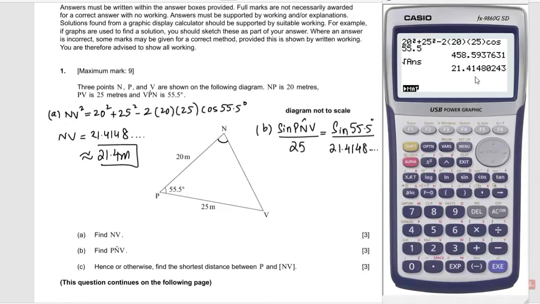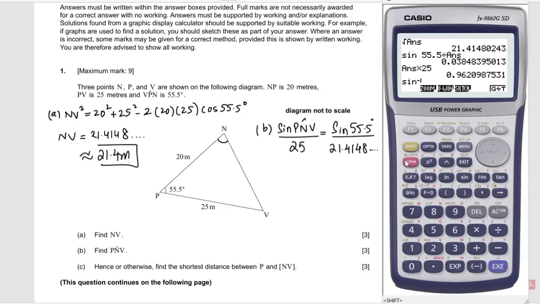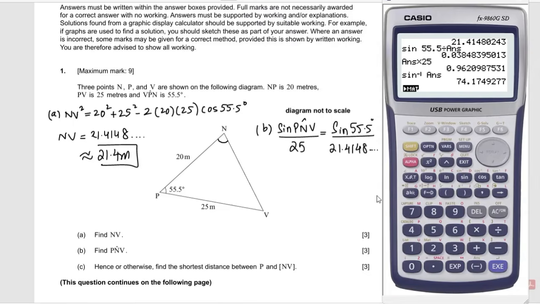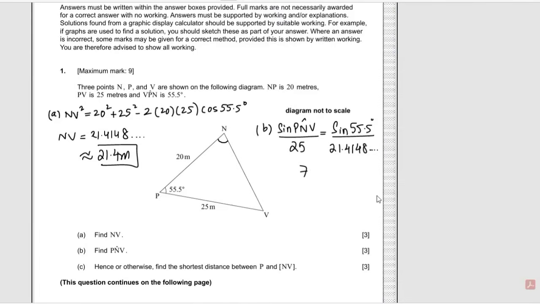So I've got this answer written over there. So I will do sine of 55.5 and divide by shift, let's say answer. So I'm using all that big number, the 9 decimal value of that answer. Execute. And now times it with 25 because I need to cross multiply. And since this is equal to sine PNV, I can do shift, sine inverse, and answer. And I'm getting 74.1749... But angles can be given correct to 1 decimal place. So this should be my answer.